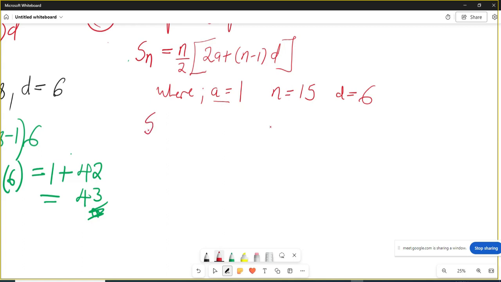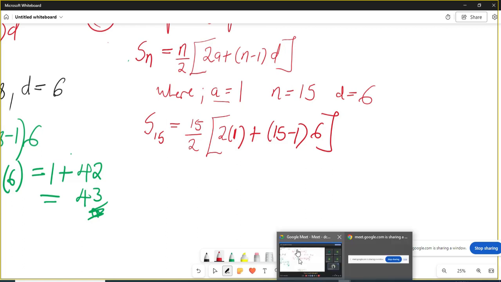So we shall say the sum of the first 15, I can even write 15 down here, is equal to n, it is 15, over 2. And then now I'll write these brackets. Then inside I shall say I have 2, then open bracket times 1. I close, plus. And then n is 15. So wherever there is n, we are putting 15. Then d is 6. Like that.